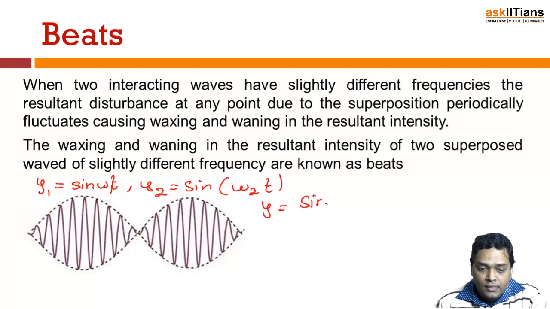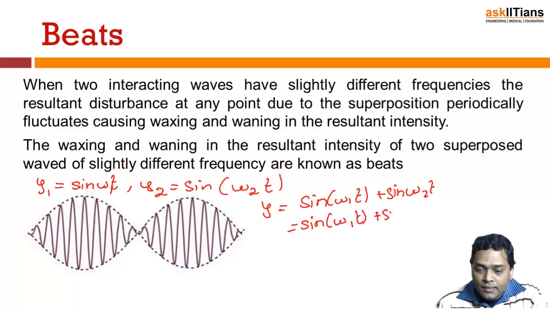Is going to be equal to sine of omega 1t plus sine of omega 2t. I'm taking the amplitudes to be the same, everything else to be the same. So omega 2, if I write it in terms of some difference, then omega 1t becomes omega 1 plus delta omega into t.